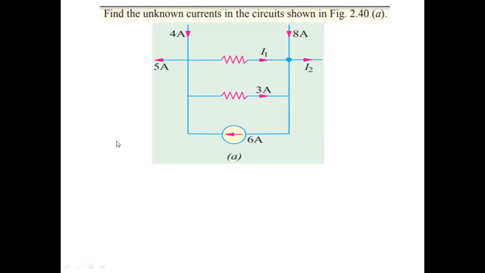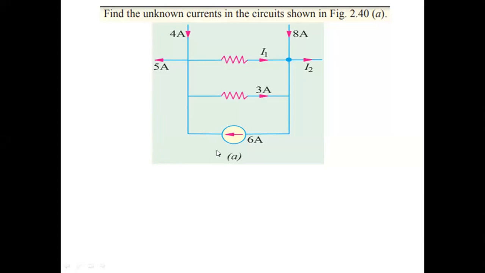So KVL and KCL laws. First of all, we'll see the application of KCL. KCL is nothing but Kirchhoff's current law. Kirchhoff's current law states that the sum of the incoming currents is equal to the sum of the outgoing currents, or the algebraic sum of the currents meeting at a junction is equal to 0. So that is the statement of KCL.